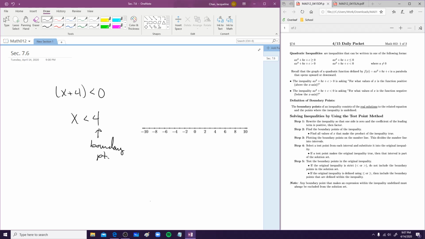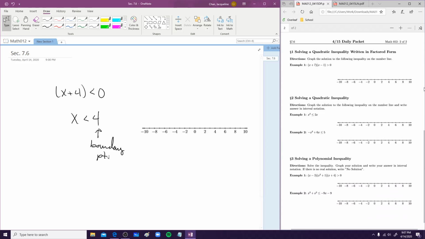Over here, I also have steps for solving inequalities using the test point method. So these steps are the same steps when we tested for the absolute value inequalities. Right? So the next video we'll be covering the first topic of the day.